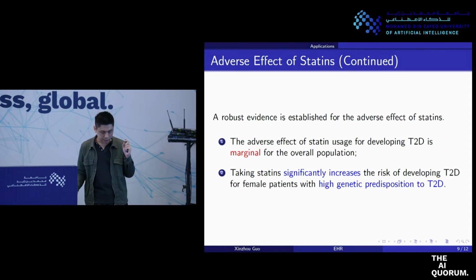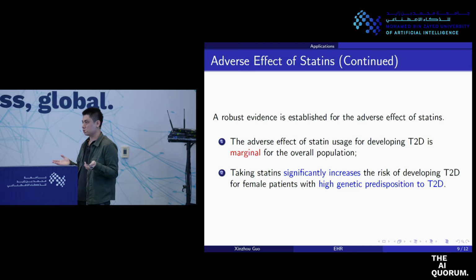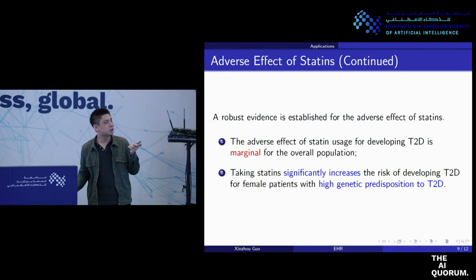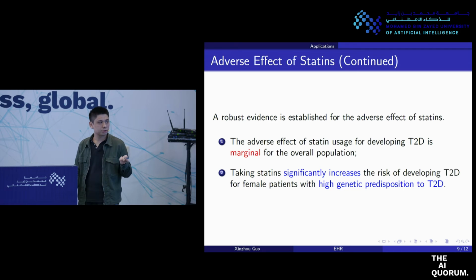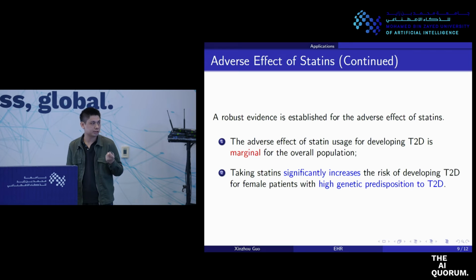In our paper, we claim that the adverse effect of statin usage for developing type 2 diabetes is marginal for the overall population, which means that it looks fine for the overall population. But we do find that taking statins significantly increases the risk of developing type 2 diabetes for female patients with high genetic predisposition to type 2 diabetes. So for female patients with high baseline genetic risk to type 2 diabetes, we need to be more careful to prescribe statin, which is a very widely prescribed drug.